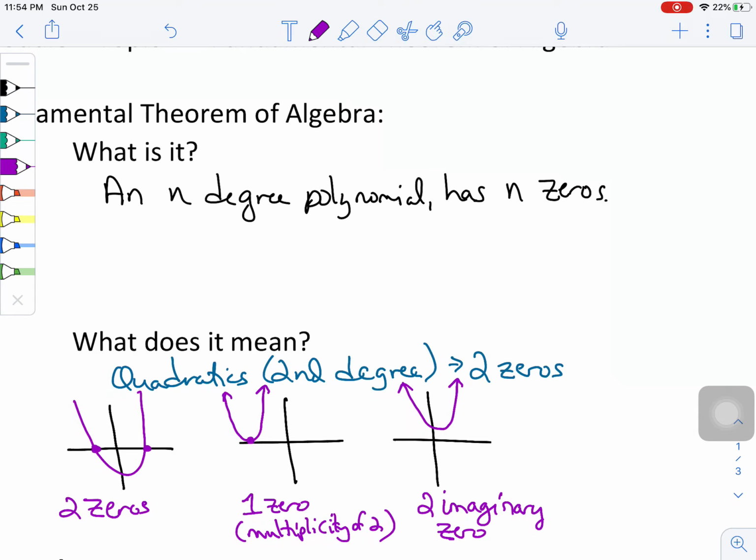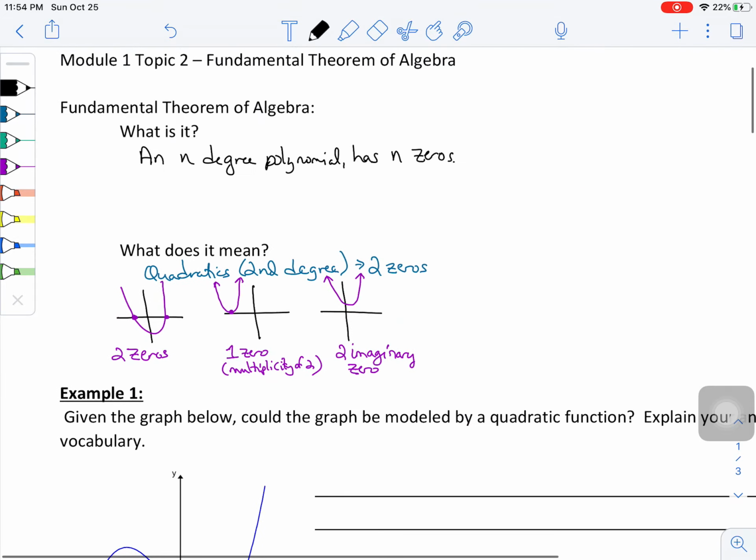You can do the same idea for a cubic function. A cubic function is a third degree function, so it should have 3 zeros, all right? Now, what we're going to do when we put it in practice is we're going to look and say, does a function match a graph? Does a graph match a function? You know, what can we do to see how this fundamental theorem of algebra can be applied?